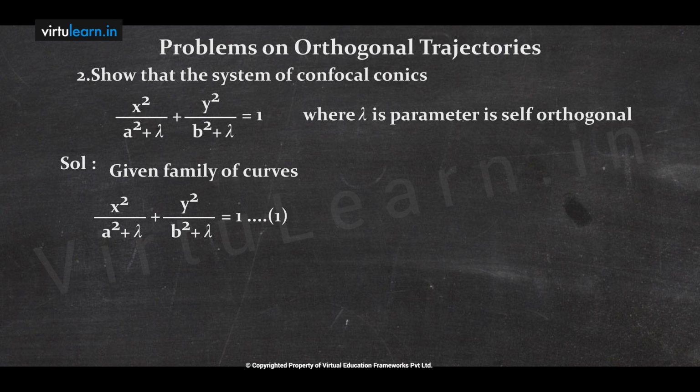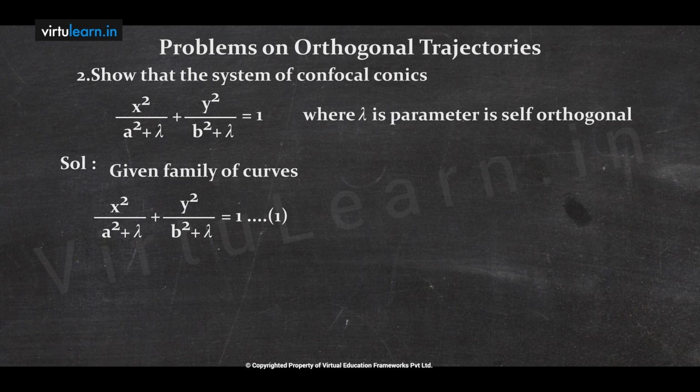In the previous problem, I eliminated a directly when differentiating, but here after differentiating we again get lambda. So after differentiation, I will calculate separately a square plus lambda and b square plus lambda. Then I will substitute these two values in this equation and eliminate. Now how should I eliminate?